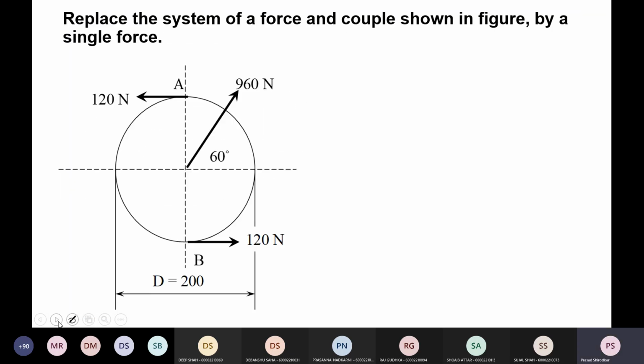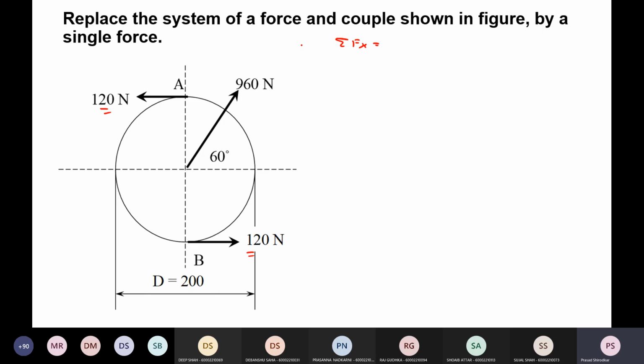Let's do the next one. Replace the system of force and couple shown in the figure by a single force. So again, you have to find the resultant. So in this case, what will be the resultant? Summation fx. Can somebody tell by visual observation, or do we have to do the calculation? So 120 cancels each other. Okay, so net effect of that will be 0.